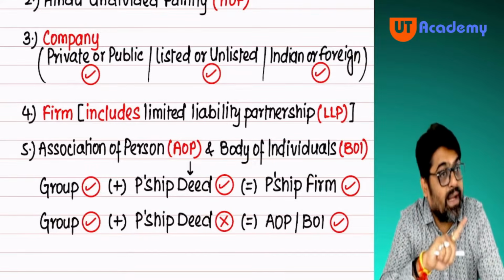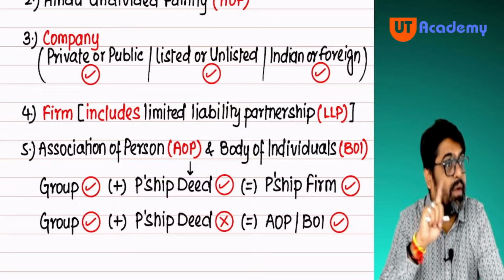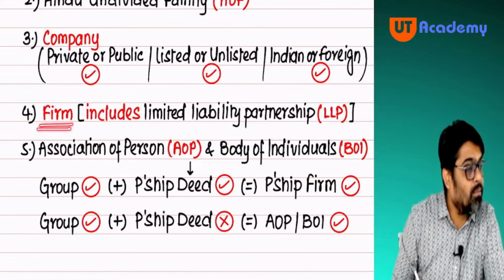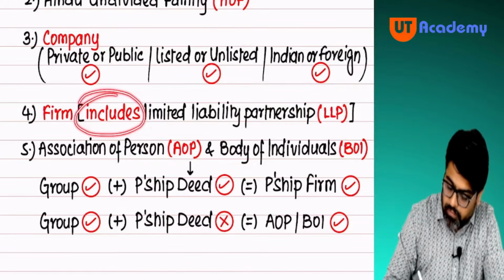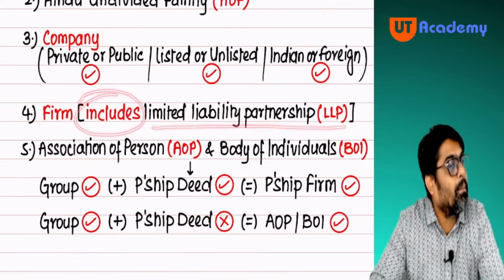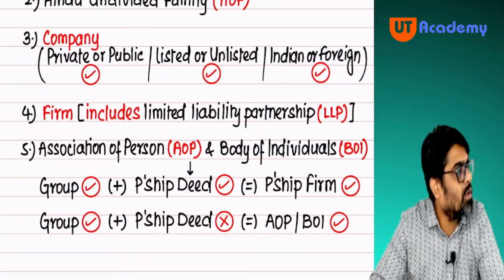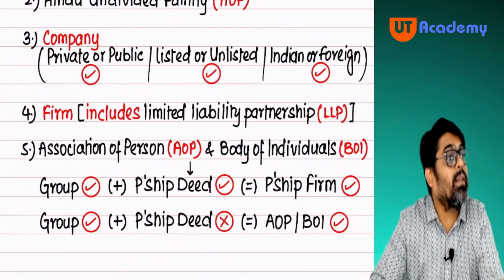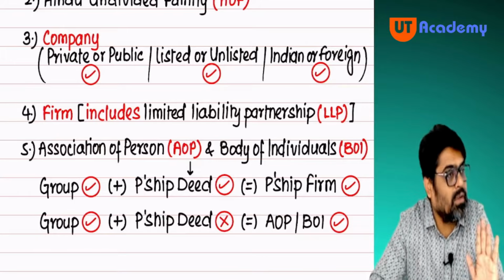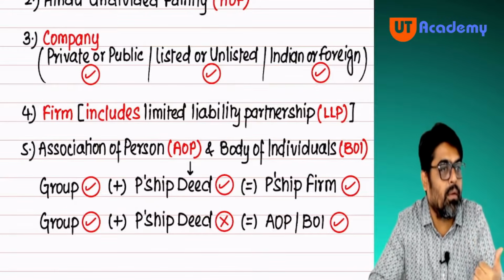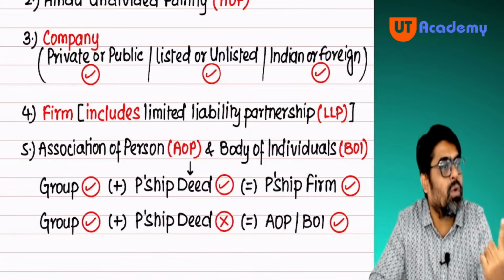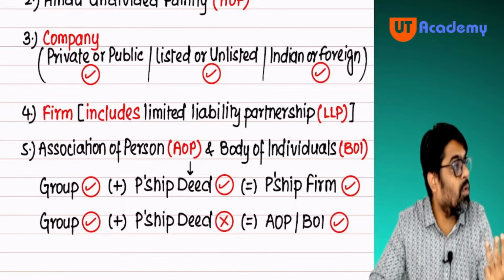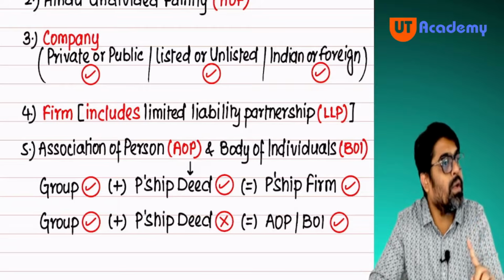Person. Now wherever under the Income Tax Act you see the term firm, it always includes limited liability partnerships also. Yes or no? So even the LLPs are treated as what? Firms only. Even the LLPs are treated as firms. So number one, individuals. Number two, Hindu undivided families. Number three, companies. And number four, firms, which will include LLPs.